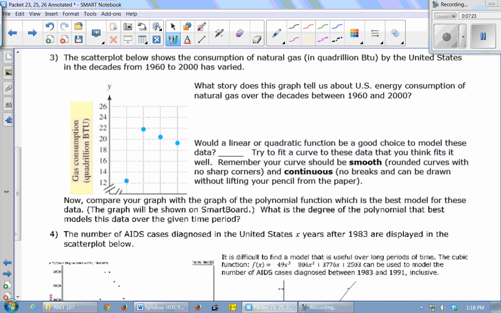Okay, so here we have a scatter plot. It shows the consumption of natural gas in quadrillion BTUs by the United States in the decades from 1960 to the year 2000. What story does this graph tell us about US energy consumption of natural gas from 1960 to 2000? Has it always increased? No. When did it increase?